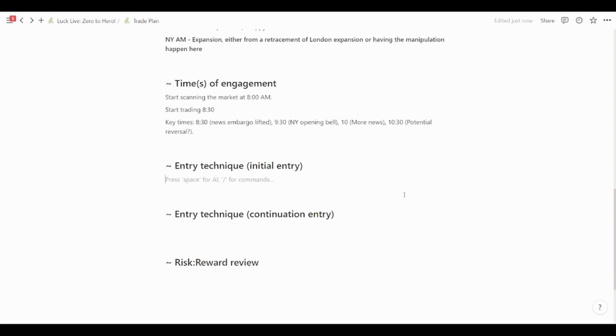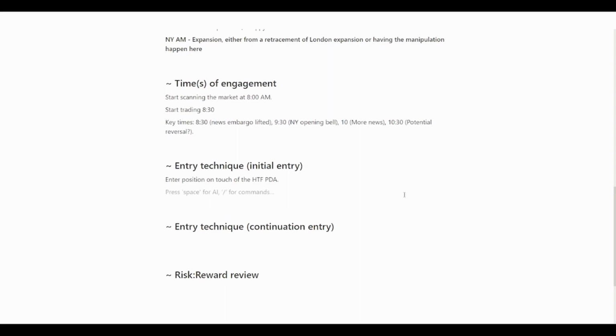So the entry technique is really simple. Enter position on touch of the higher time frame PD array. So again, order block, breaker block, fair value gaps, and mitigation blocks, right? Less so mitigation blocks, but they're still good on a higher time frame. So I'm only going to do that, but I want to see equal highs or equal lows forming, like relative equal highs. They don't have to be exact, but relative equal highs or equal lows forming at or around the PD array.